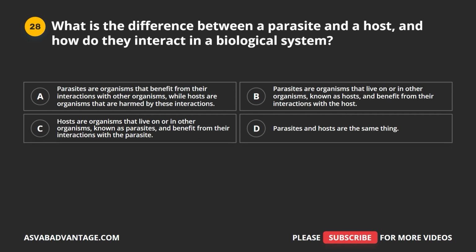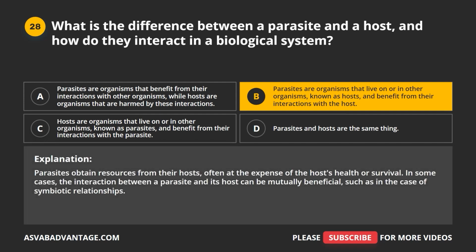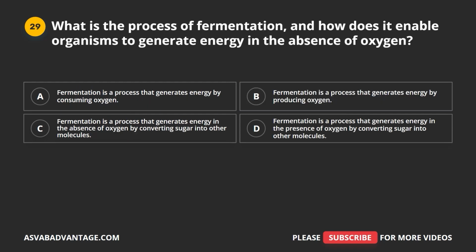The correct answer is B. Parasites are organisms that live on or in other organisms, known as hosts, and benefit from their interactions with the host. Parasites obtain resources from their hosts, often at the expense of the host's health or survival. In some cases, the interaction between a parasite and its host can be mutually beneficial, such as in the case of symbiotic relationships.